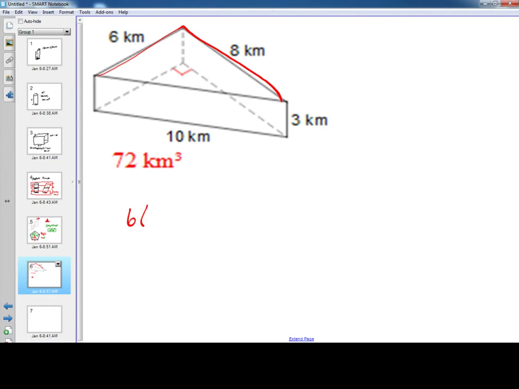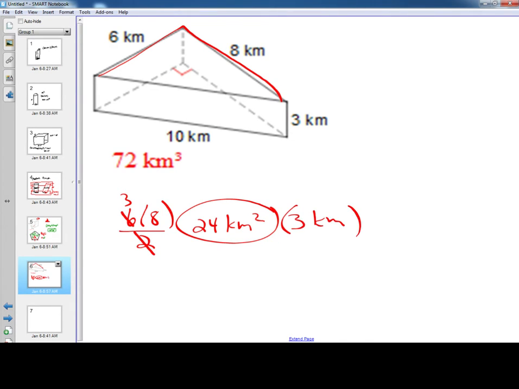So 6 times 8 divided by 2, that's 24 kilometers squared is the base. And what do I multiply that by? By 3. Because remember, the base is the one that has top and bottom the same, which means this is the height of 3 kilometers. 3 times 24 is 72. And then kilometers squared times kilometers is going to give me kilometers cubed.